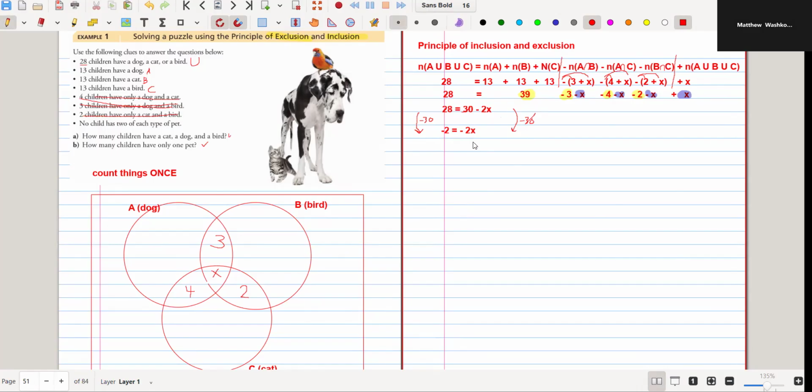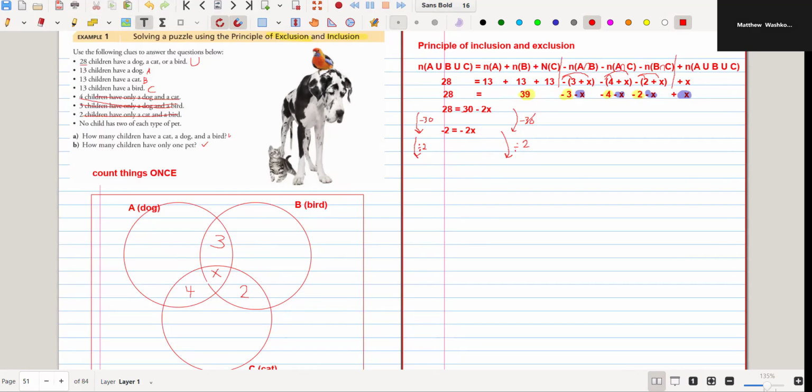So right now, this is negative 2 times x, right? So I've got to do the opposite. The opposite of multiplying by negative 2 is dividing by negative 2. So I'm going to divide both sides by negative 2. It's hard to see because I'm so zoomed out, but these are divide symbols.